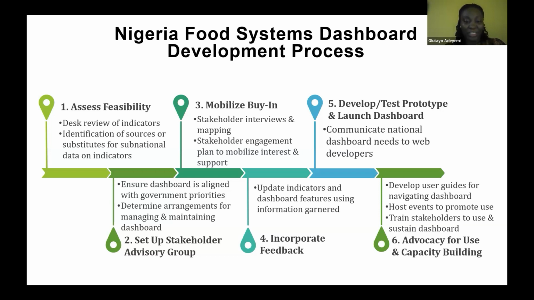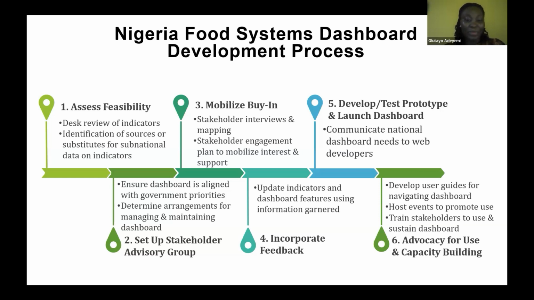The stakeholder advisory group is led by the Federal Ministry of Agriculture and Food Security, and GAIN, the Global Alliance for Improved Nutrition. But other top actors there are the Federal Ministry of Budget and Economic Planning and the National Bureau of Statistics.